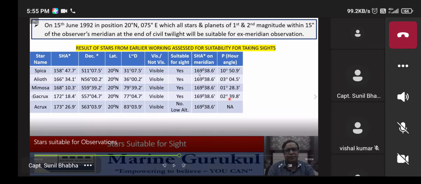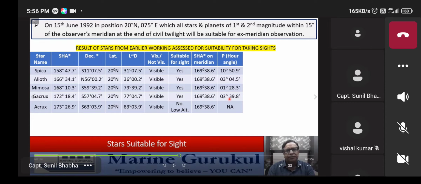So what have we done, beta? We have found the difference between the SHA of the star, which is column number 2, and the SHA on our meridian, which is 169 degrees 38.6 minutes. And this difference is written down here in the last column for each and every star. So is that clear, beta?